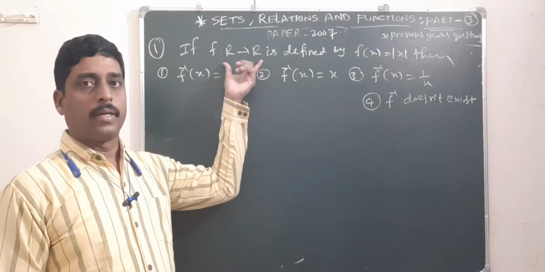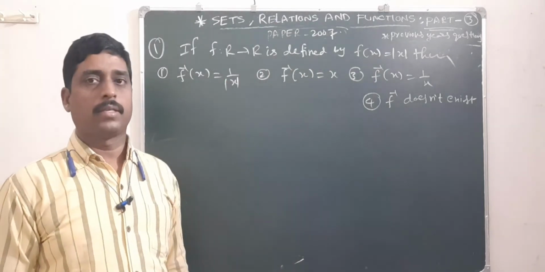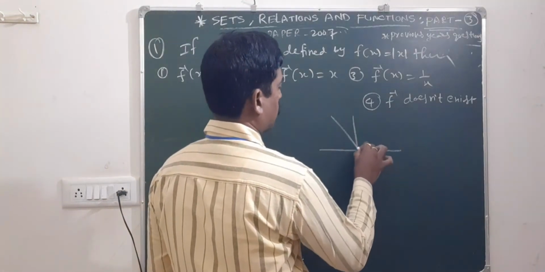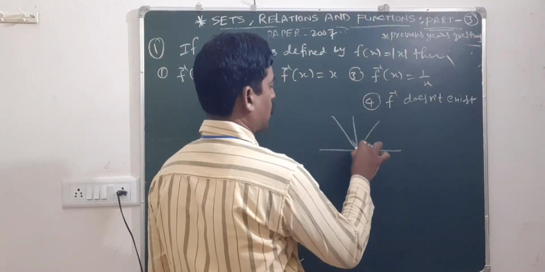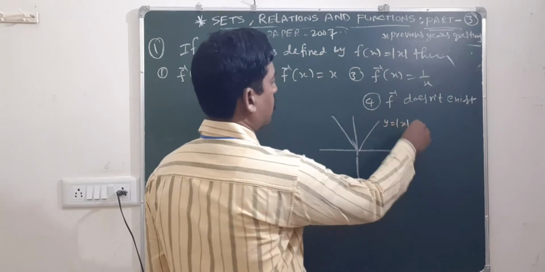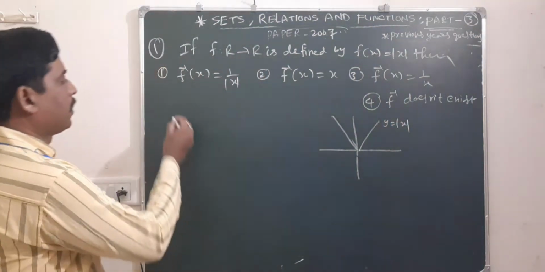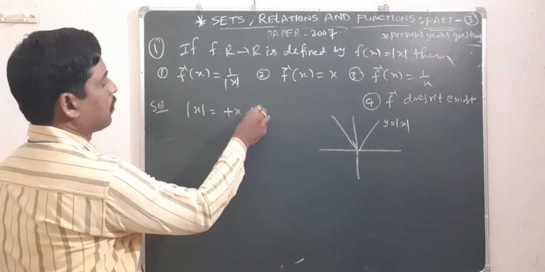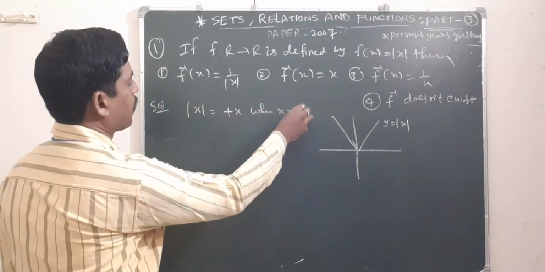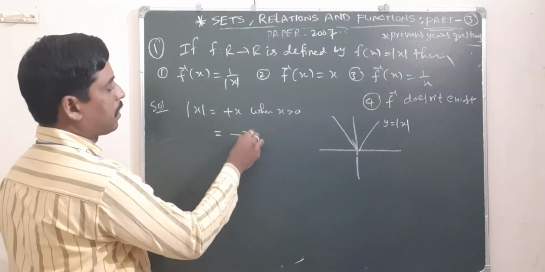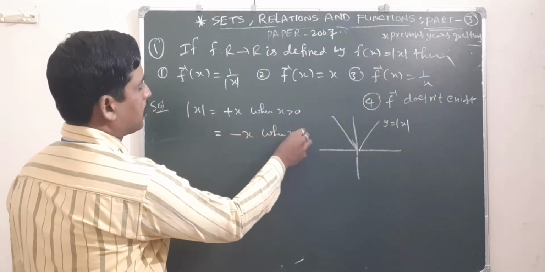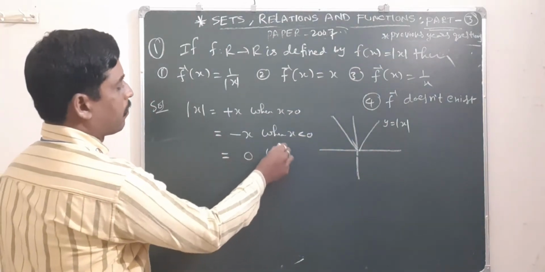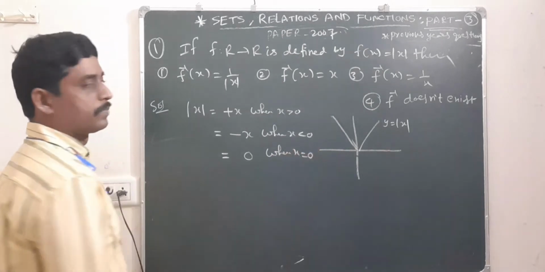F is mapping from R to R. F of x is equal to modulus of x. So modulus of x, this is the modulus x graph. So y is equal to modulus of x. So what is the definition of modulus of x? Modulus of x is equal to plus x when x is greater than 0. Modulus of x is equal to minus x when x less than 0. Modulus x is equal to 0 when x is equal to 0.